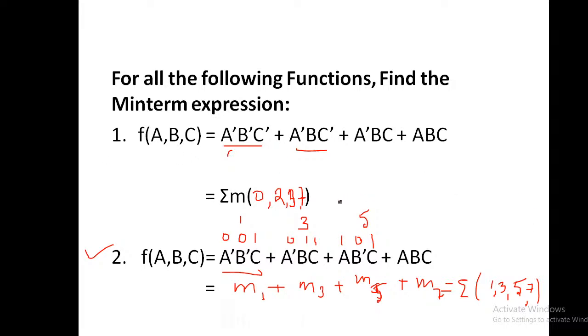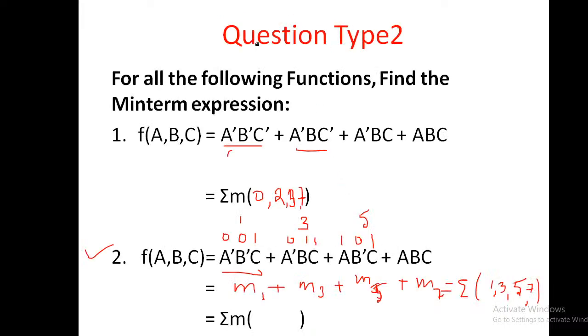Now in case of the reverse one, this is question type 2. Question type 1, I told you, you need to convert into the canonical form, and question type 2 is, you need to go from function to minterm expressions.